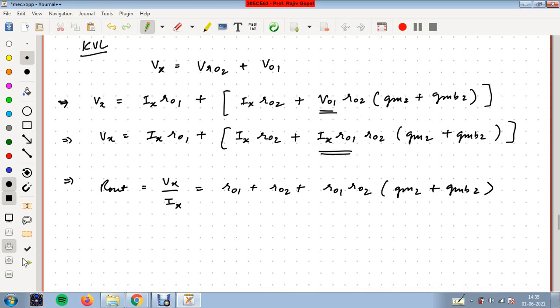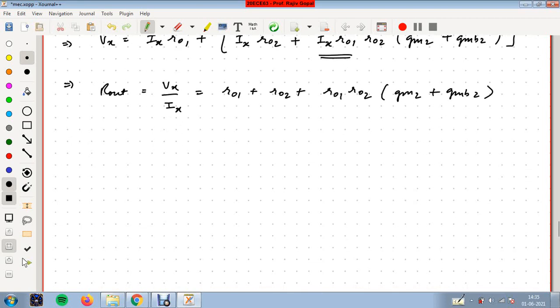Right. So from this, therefore, Rout here is R02 plus R01 into 1 plus GM2 plus GMB2 into R02.